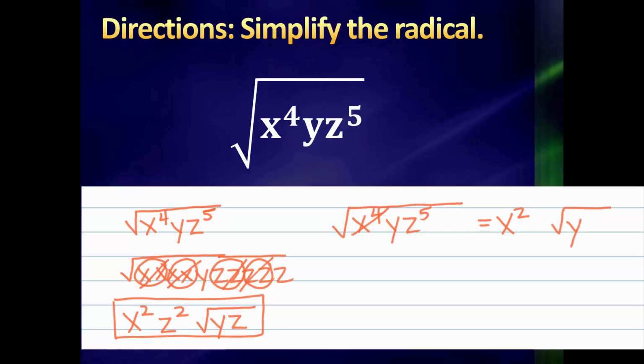How many times can 2 go into 5 evenly? 2 times. So that would be z to the 2nd power. But did I use up all the z's? No. 2 times 2 is 4, which means I still had 1 z left. So same answer, just a little bit different approach to it.